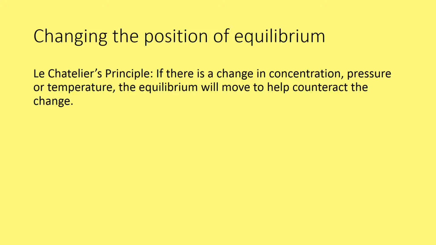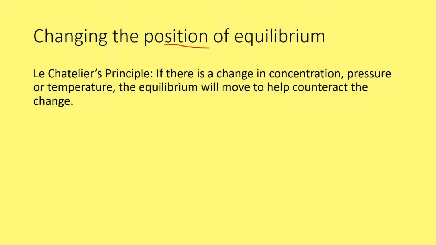So firstly, we're going to look at the position of equilibrium and the changing of the position of equilibrium. So that's all about Le Chatelier's principle, of course, that we've learned before. So let's just recap Le Chatelier's principle. And that says that if there is a change in concentration or pressure or temperature, the equilibrium will move to help counteract the change. So let's just drill down on some of these terms to make sure we remember them.